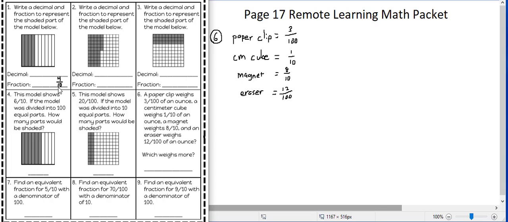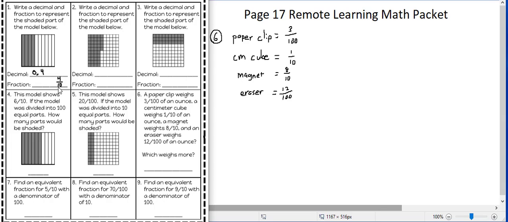Now, for a decimal, we know it's less than 1. So I'm going to put a 0 and my decimal point. And then the first place value is the tenths place, like tenths, hundredths, thousandths. So there's 4 in the tenths place. So it'd be 0.4. Number 2, write a decimal and fraction to represent the shaded part of the model below.